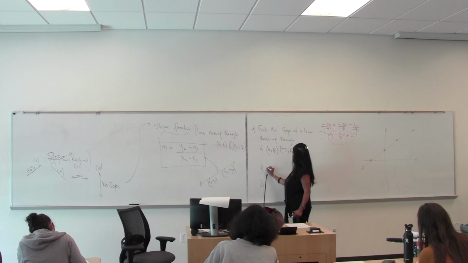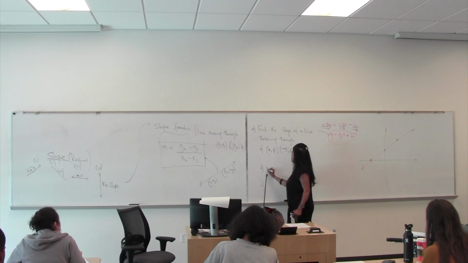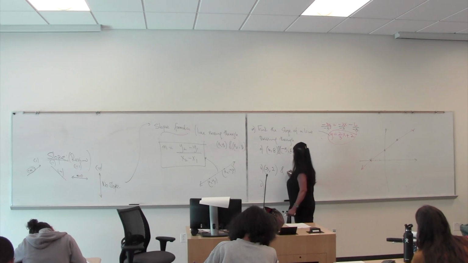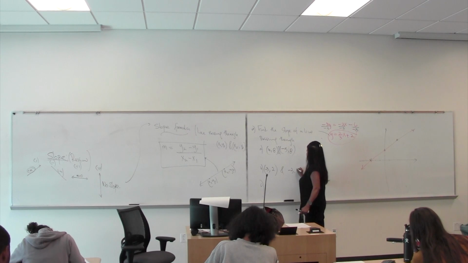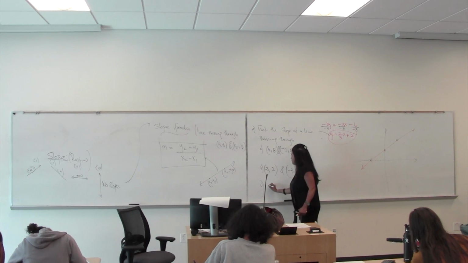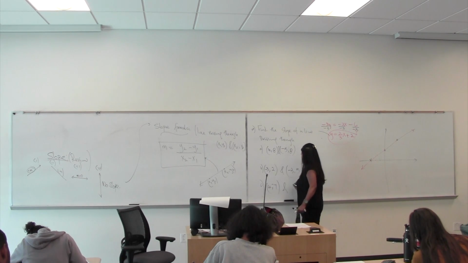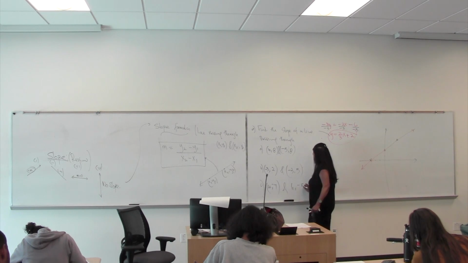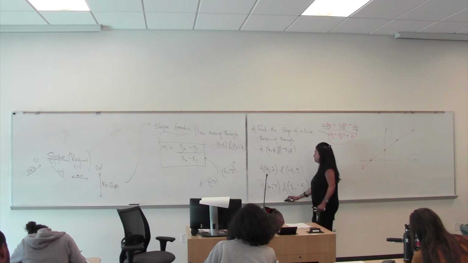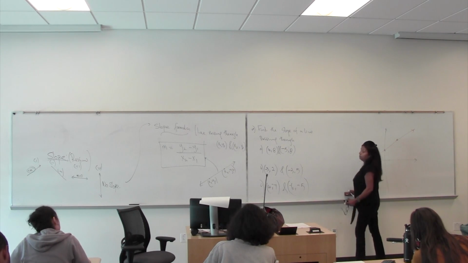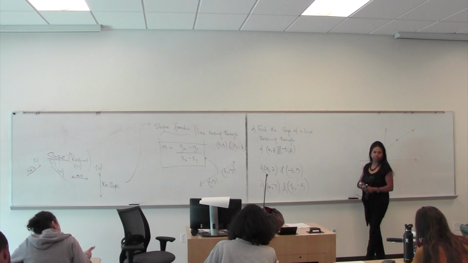Second one is 3, 2 and negative 3, 5. Third one is 4, 7 and negative 6, negative 5. So for all these 3 cases, what do you need to do? Find the slope. These are 3 different problems.